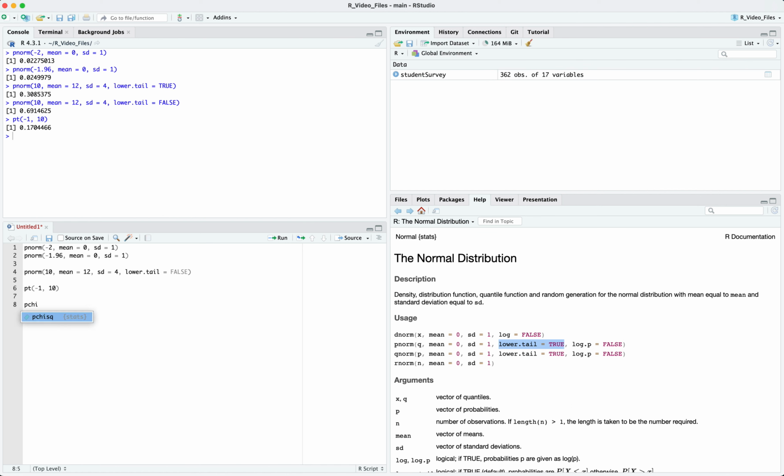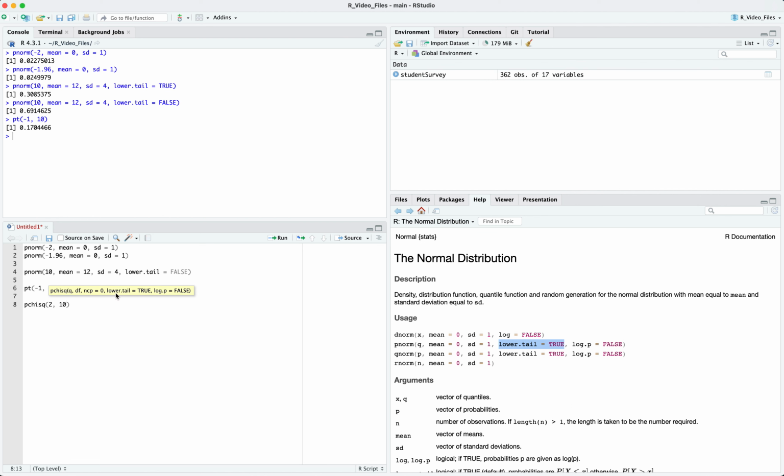Additionally, we can find probabilities from a chi-square distribution. Now in this case, remember chi-square is always positive, so perhaps I want to find the probability from a distribution with 10 degrees of freedom again. Once again, there's an ncp and a log.p argument. Please don't worry about those.